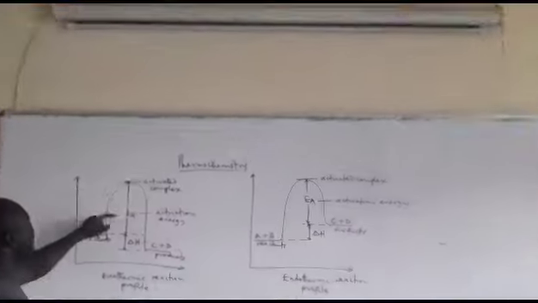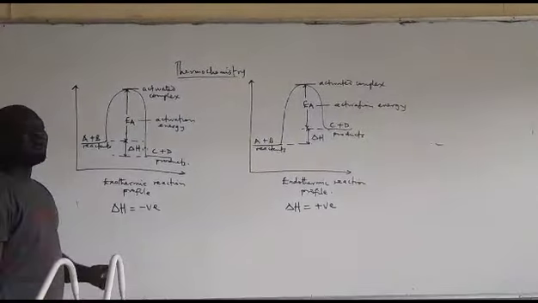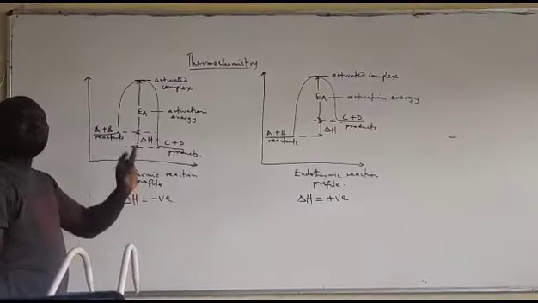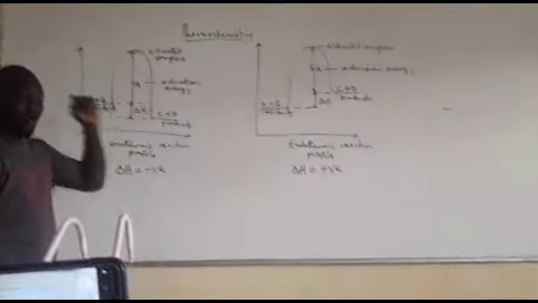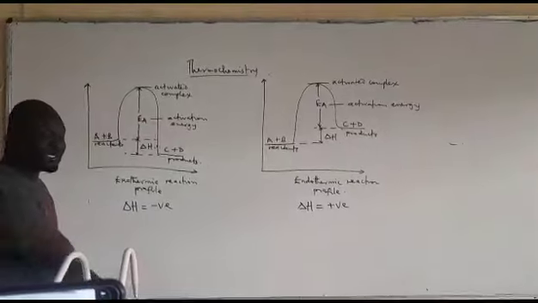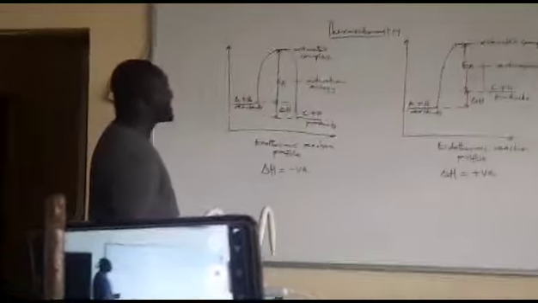This is the profile. And we have the activation energy, which is the minimum energy required for a chemical reaction to occur. Are we getting it? The major work of a catalyst is to lower the activation energy of a chemical reaction.